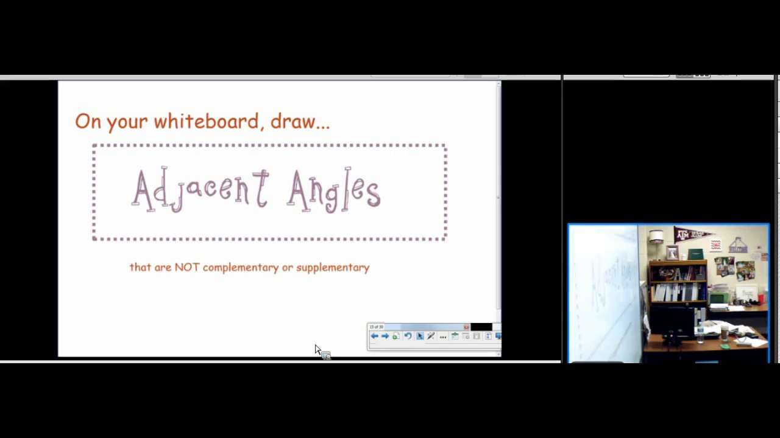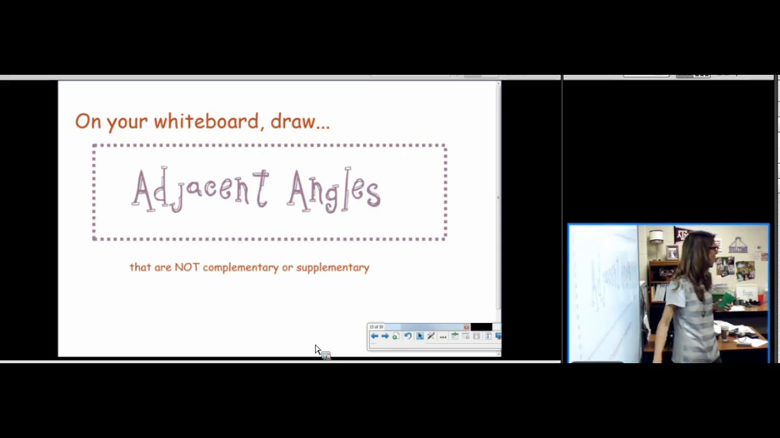Show me what you got. Adjacent angles. Beautiful. First one, Trinity. Adjacent angles. Adjacent means next door neighbors. They share a fence. They share a ray. But yours are supplementary. I want them to not be complementary or supplementary. Good. Well, which ones are we talking about now? You have three angles in that picture now.